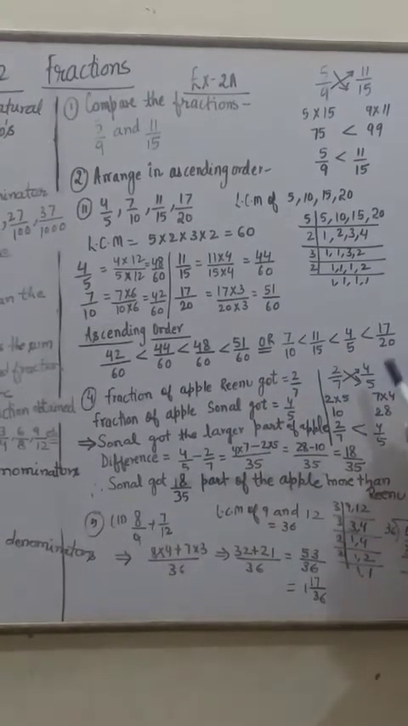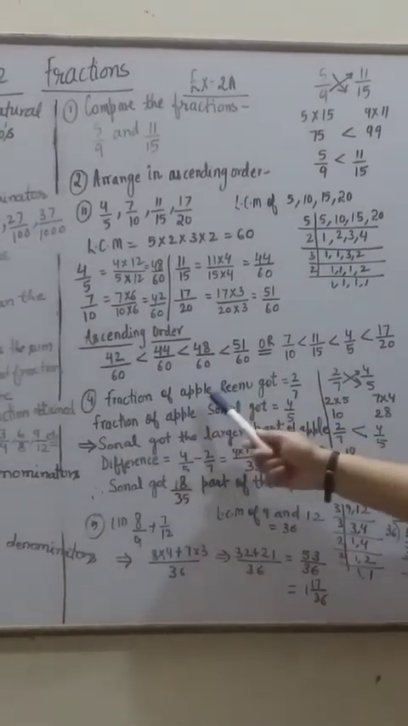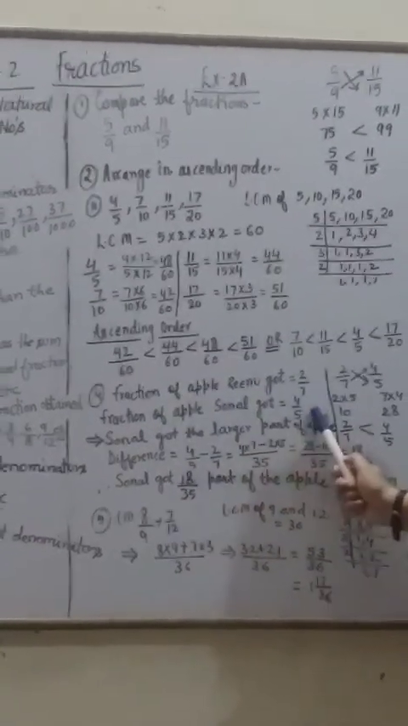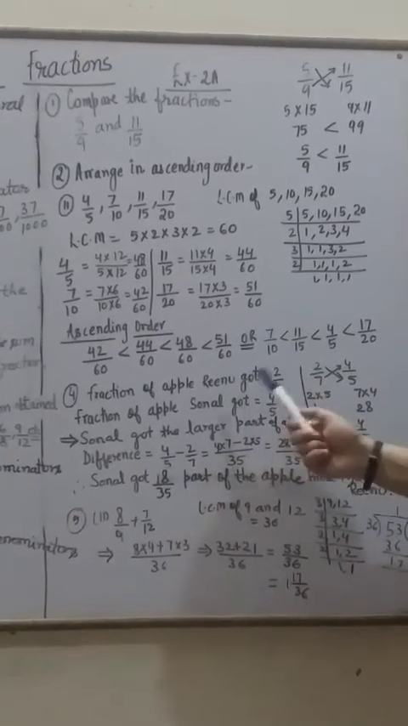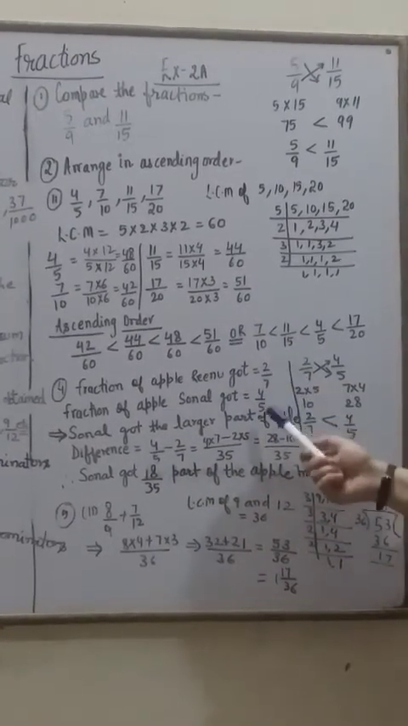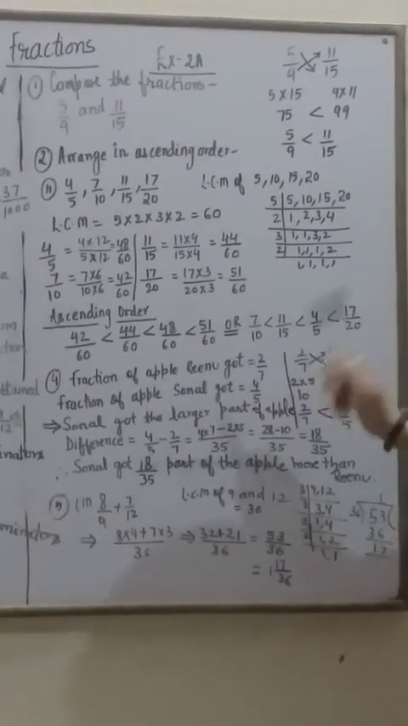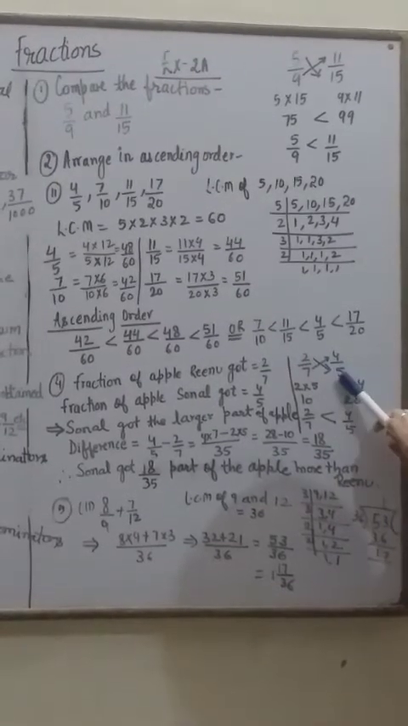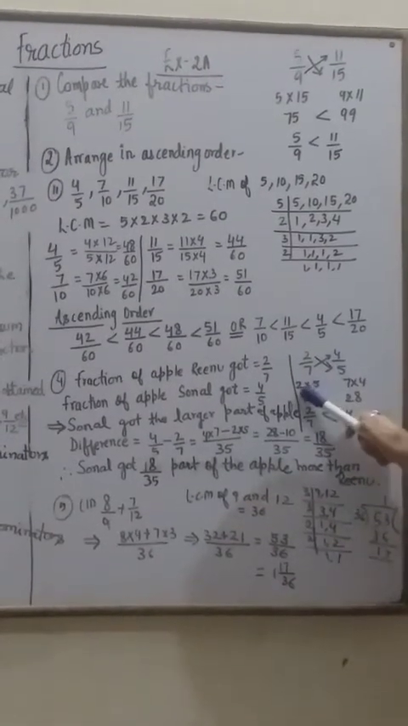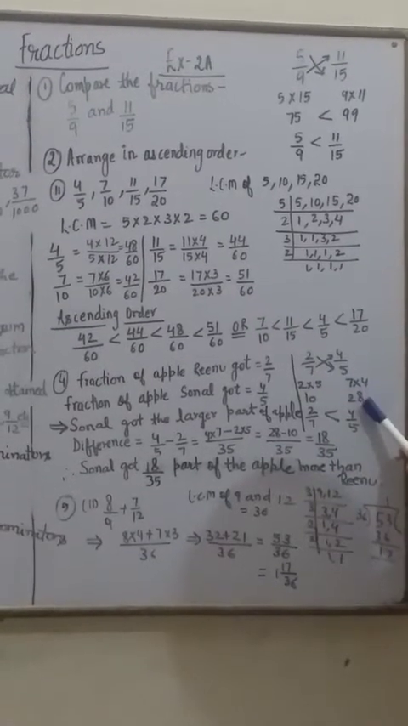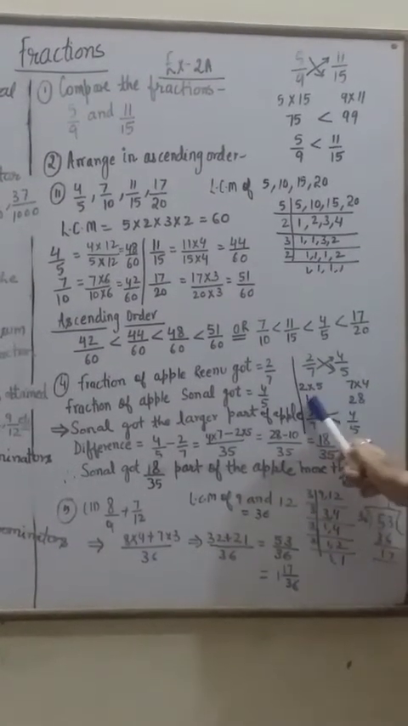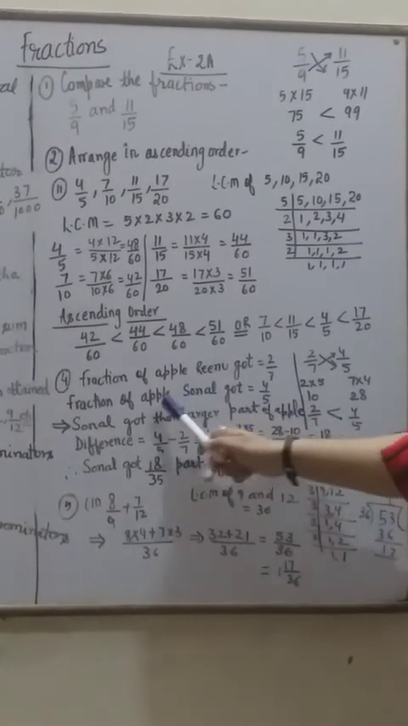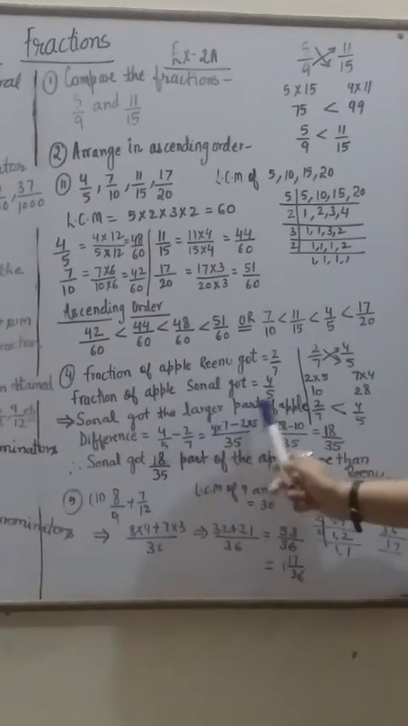Now we will do one word problem. Question number 4. Fraction of apple Reenu got is 2/7. Fraction of apple Sonal got is 4/5. Who got the larger part of the apple? We have to find out in this question. In the first part we compare the fractions 2/7 and 4/5. By cross multiplication, 2 multiply 5, 7 multiply 4. 2 5s are 10, 7 4s are 28. It means 28 is greater than 10, so 4/5 is greater than 2/7. The 4/5 fraction is Sonal's, so Sonal got the larger part of the apple.